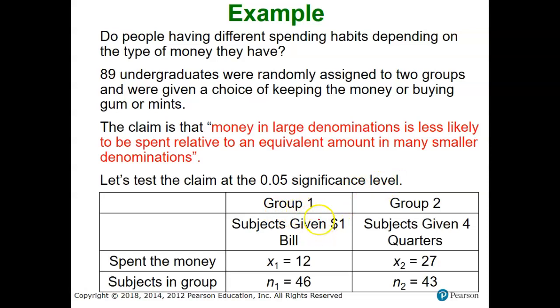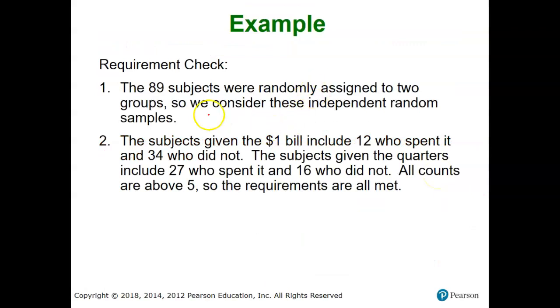So group 1 is going to be the ones with the larger denominations, okay? And those are the ones with the $1 bill. Here, these are the ones that are given 4 quarters instead of a $1 bill. So these are going to be our smaller denominations, okay? So in the breakdown of this, we had 89 total, which means we had 46 and 43 for our n's. And of those that spent the money in group 1, there were 12, and in group 2, there were 27 of those.